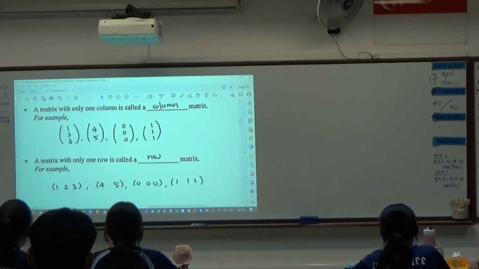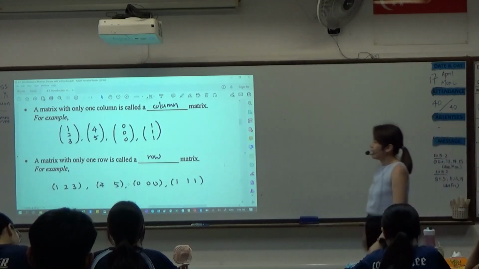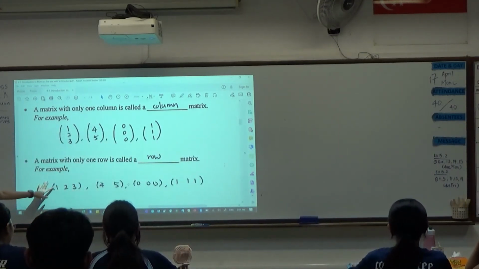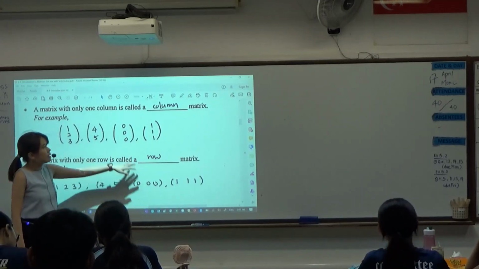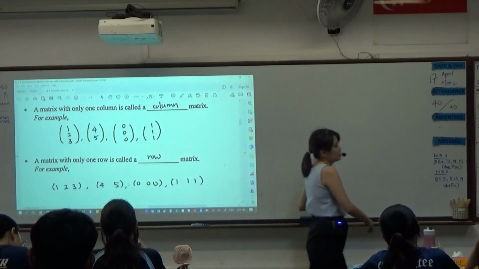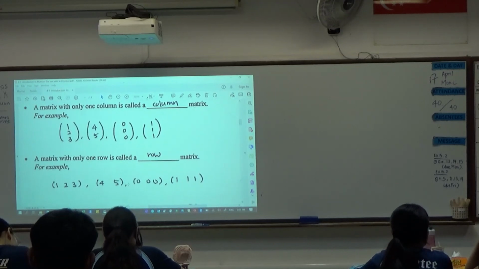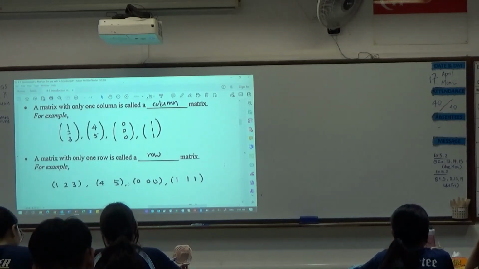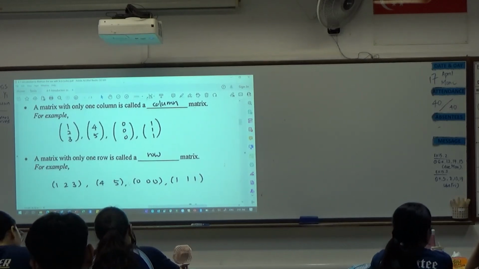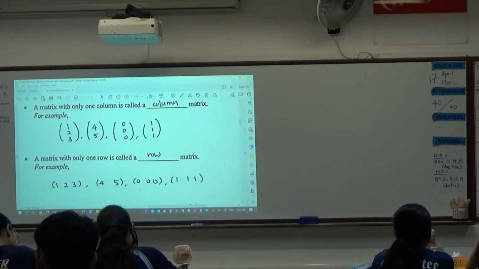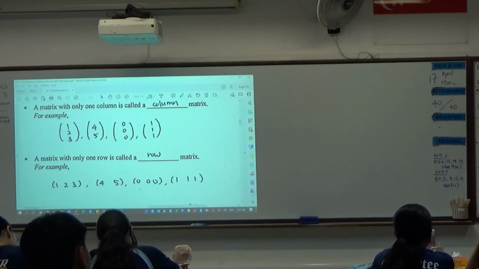Likewise, we also have a row matrix, whereby we have 1, 2, 3, 4, 5. They're just really random numbers. Then similar to column matrix, you can have a single row of zeros or a single row of ones. Sorry, let me. So just some examples. So column matrix and row matrix is only one column or else one row.